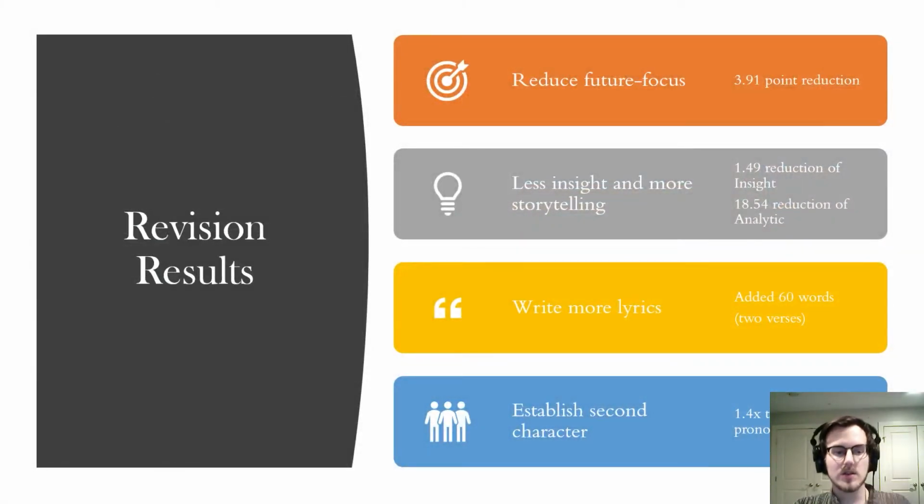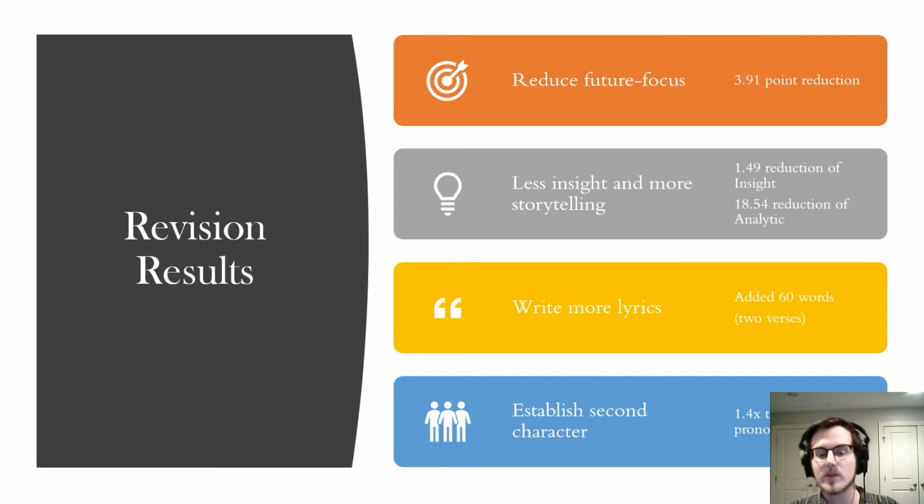And here's what happened. We went through a revision, spent maybe 45 minutes to an hour making rewrites, and then analyzed our revised version against the original, and here's what we found. We reduced the future focus by 3.91 points. We reduced the insight count by 1.49, but reduced the analytic by 18.54, which is good. We added 60 more words. We added 2 verses. And we did establish the character.